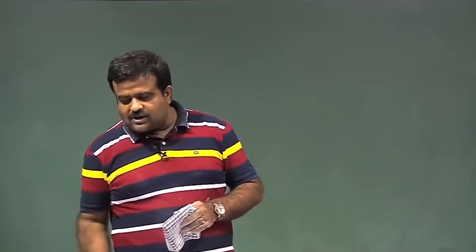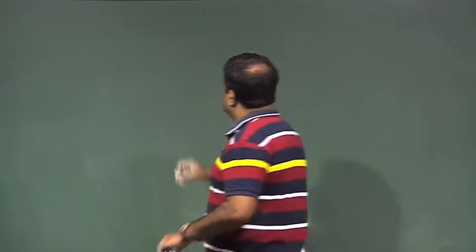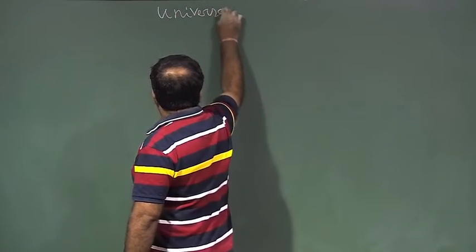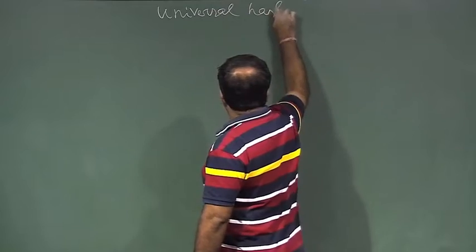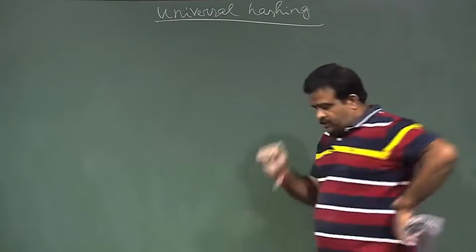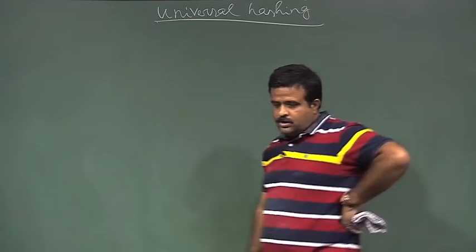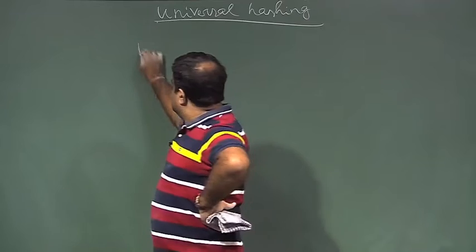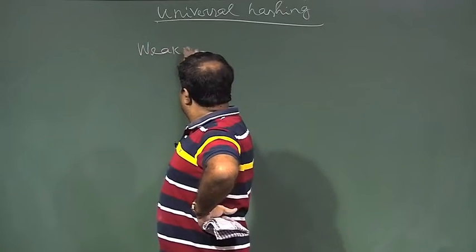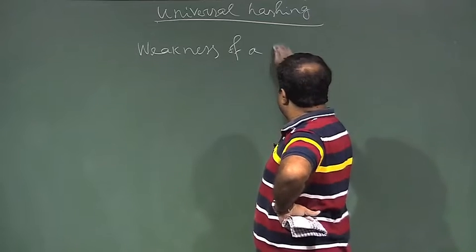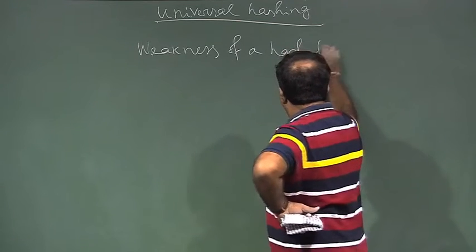Okay. So, now we will start what is called universal hashing, or universal hash functions. To start this, we will talk about a weakness of a hash function. This came from this weakness of a hash function.